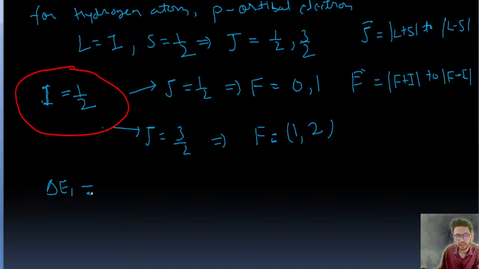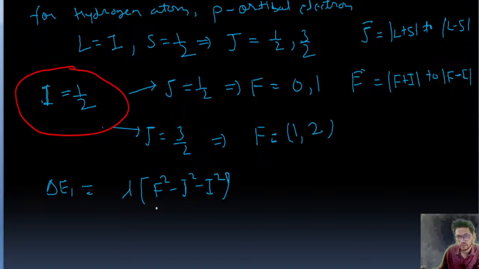this formula we know, right? Lambda, right? Lambda times f square minus j square minus I square, this one, I square by 2. Okay, so delta E1 is going to be, E1 means this value, I equal to 1 by 2, j equal to 1 by 2, and f equal to 0. Okay, so we'll find delta E1.